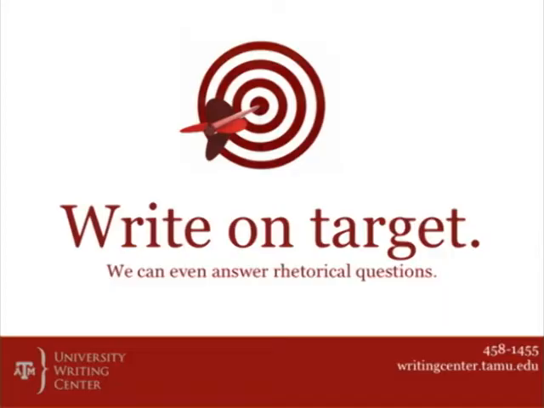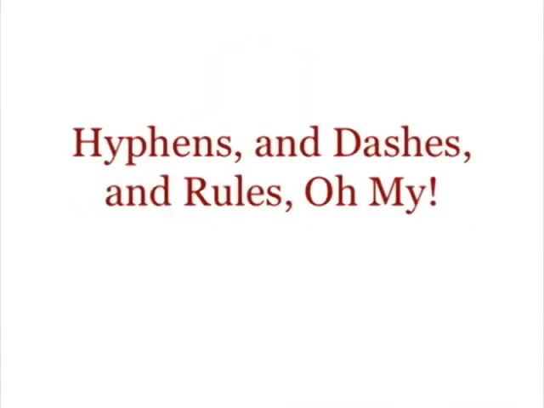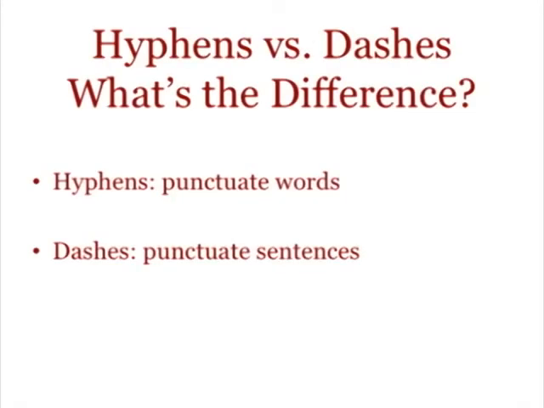Today, we are going to talk briefly about how to use hyphens and dashes. The two can be confusing, so we are going to learn the difference between them and when to use them in a sentence. When you break it down, the difference is simple. Hyphens are used to punctuate in between individual words, while dashes are used to punctuate whole sentences. Let's look at each of these concepts in further detail.